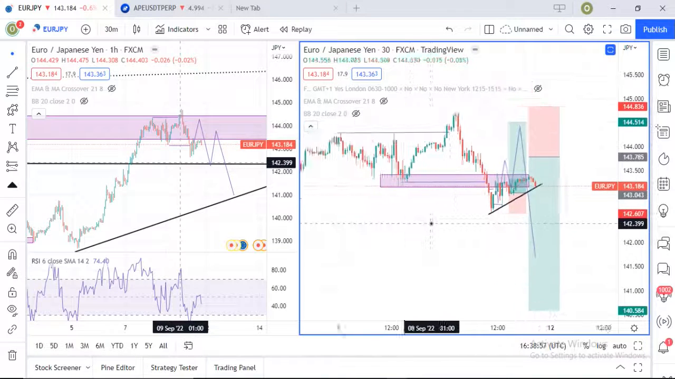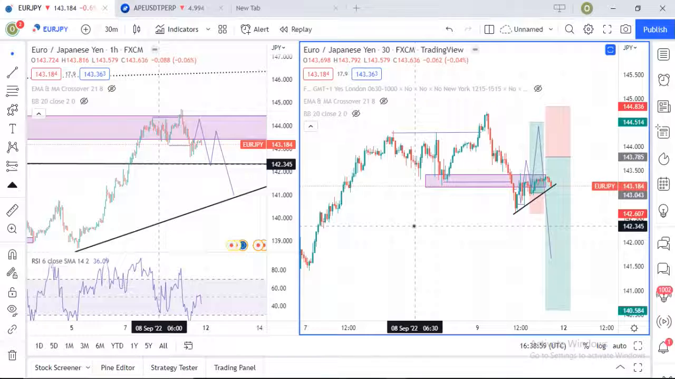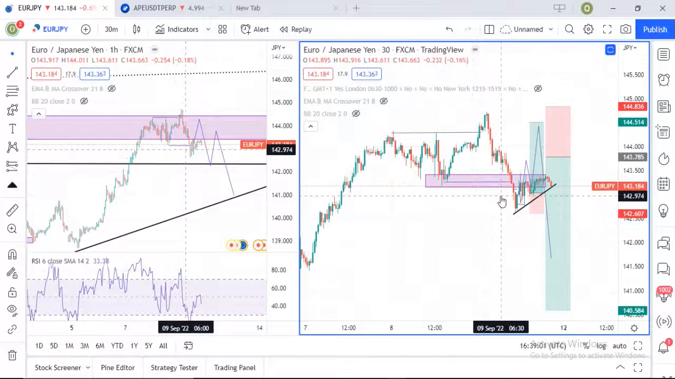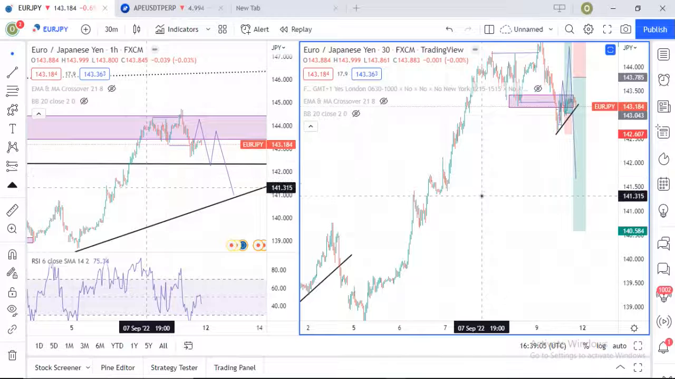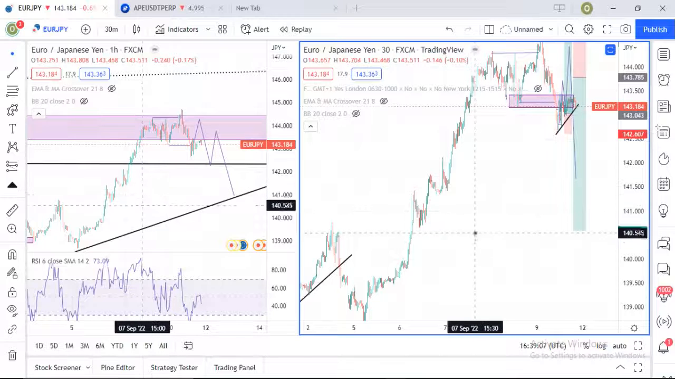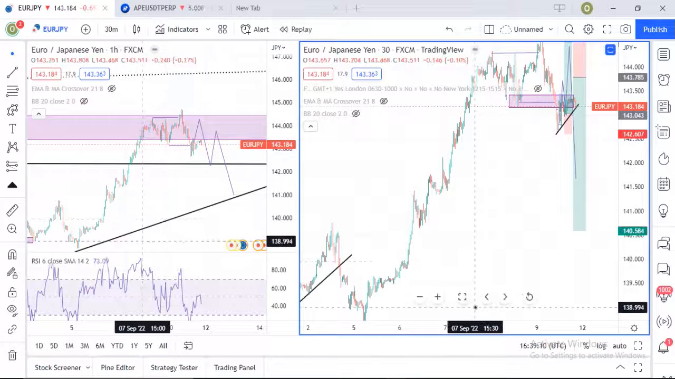So this is what I'm expecting when the market opens, or the market continues in an upward direction and wouldn't come back to pick the liquidity around this area. Can you see on this downward area?